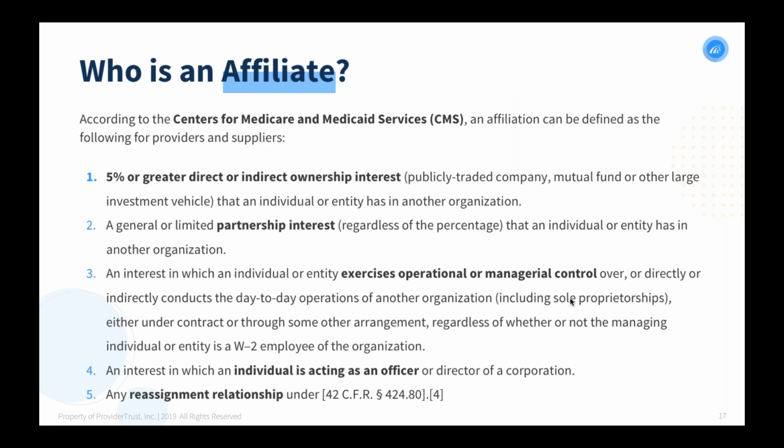An affiliate must meet these parameters with regard to being a provider or a supplier. That person or entity has to have 5% or greater direct or indirect ownership interest. There's some carve-outs whether or not it's public or not. It affects general and limited partnership interests. It has an interest in any individual or entity that exercises operational or managerial control.